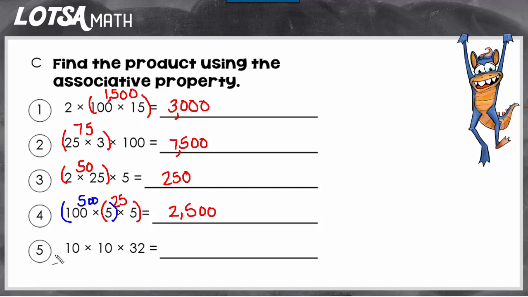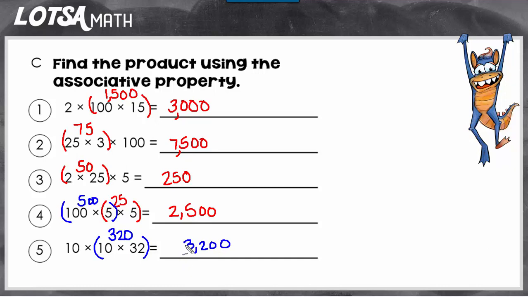So let's look at number 5. We have 10 times 10 or 10 times 32. So if you grouped 10 times 32, you would have 320. And then you could multiply that by 10 to get 3,200.